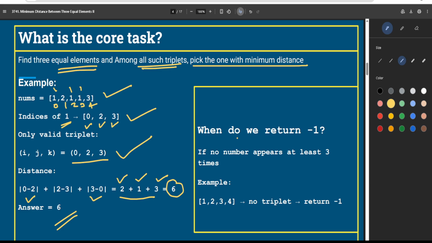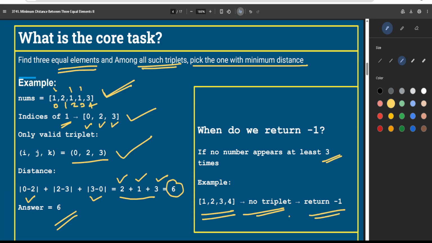Got it? So when do we return minus 1? Minus 1 we will return only if there are no numbers that appear at least 3 times. If in the given array we do not find an element which is repeating 3 times, it means there are no triplets. Let's suppose for this example 1, 2, 3, 4, there are no such numbers that appear at least 3 times. It means there are no triplets. What do we need to do this time? We will return minus 1, because no triplets exist here.